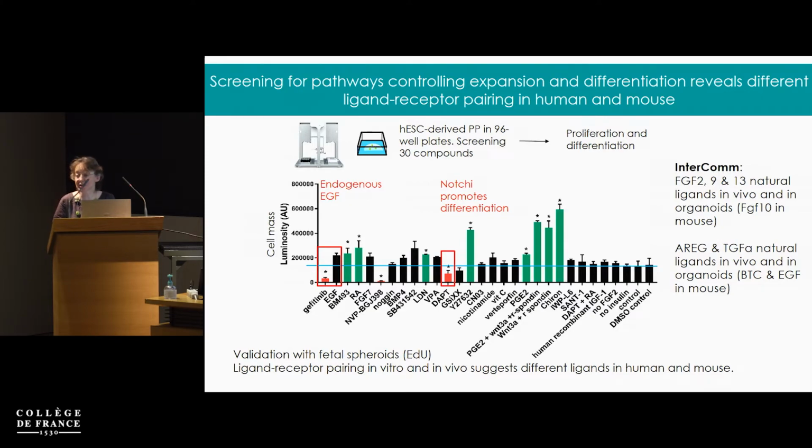And here we found differences with mouse. The pathways are the same, but the actual molecules doing the job seem to be different. For instance, FGF2, 9, and 13 seem to be the dominant ones in the pancreas, both in the in vitro system, but also expressed in the transcriptome in vivo, whereas FGF10 does the job in mouse. Also, we see the importance of the EGF pathway. In mouse, it's betacellulin and EGF. In the human, we find amphiregulin and TGF-alpha as dominant, at least from expression.